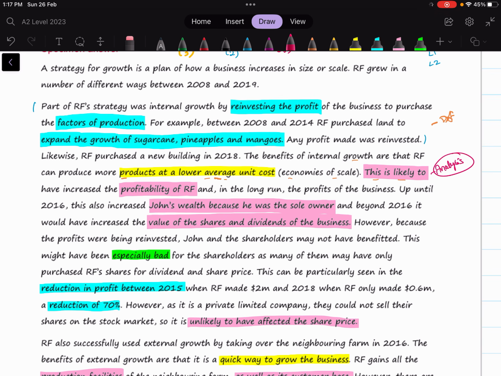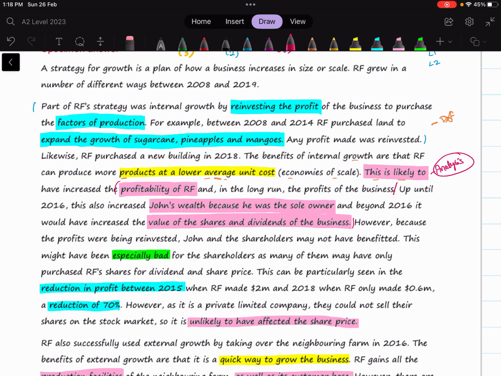So this is likely to have increased the profitability of RF and in the long run the profit of the business. Up until 2016, this also increased John's wealth because he was the sole owner, and beyond 2016, it would have increased the value of the shares and dividends of the business. Now, on these lines, you can clearly see that the analysis does not stop at this point. The analysis is developed further into a chain, and different pieces of information from the case are linked as well.